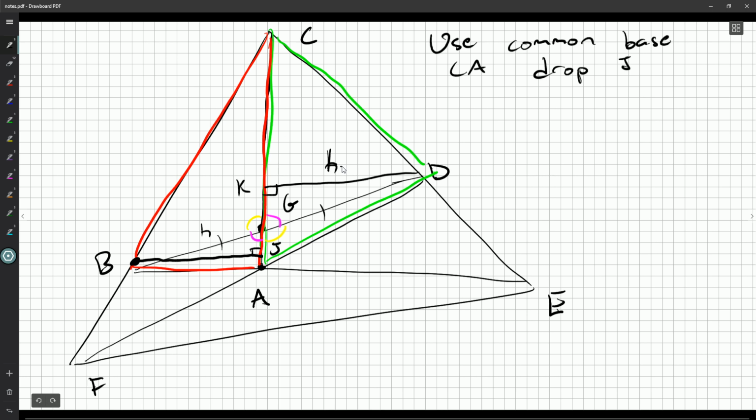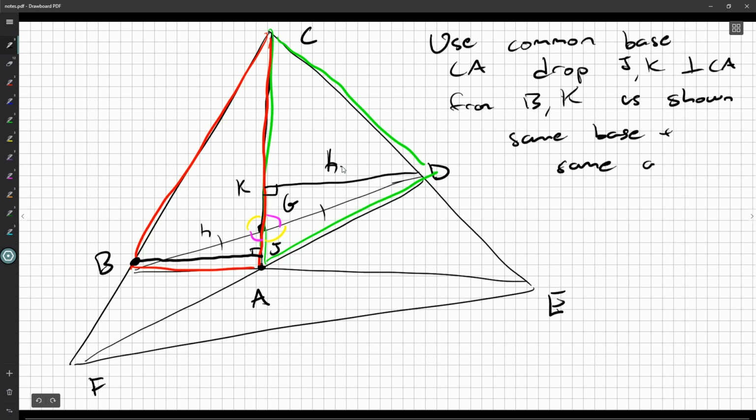Drop G and K perpendicular to CA from BK as shown. Same base plus same area means same heights. So DK in length is the same as BJ.